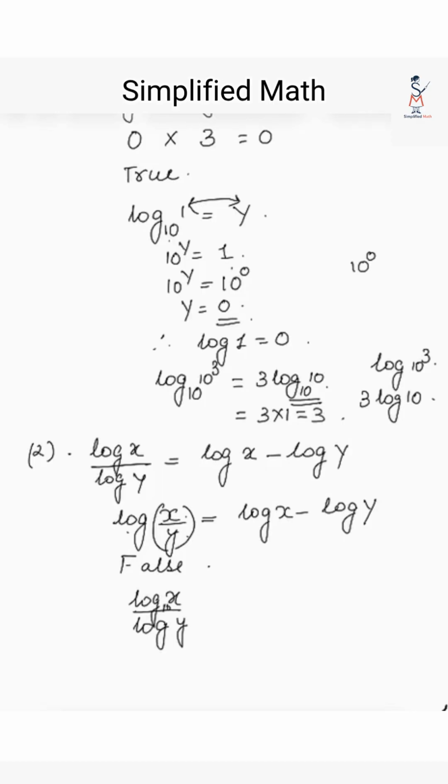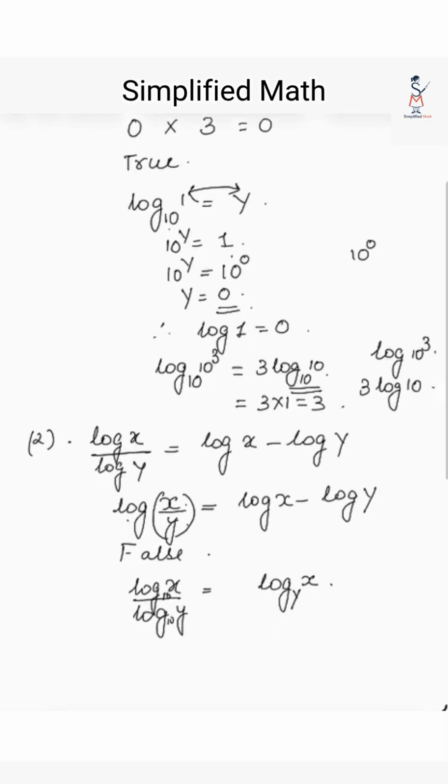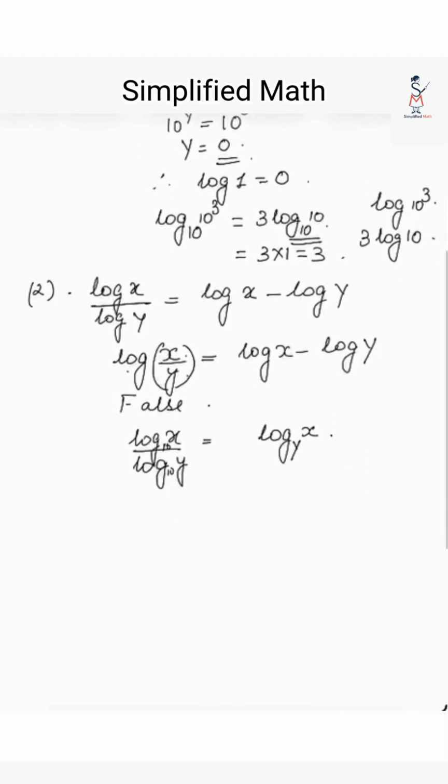Now what is log x by log y? No base means 10 is the base. Whenever the bases are the same, this will be log x to the base y. Just for your knowledge I have shown you this. Otherwise you will just follow the rule: log a minus log b is log a by b, not log a by log b. So this is false.